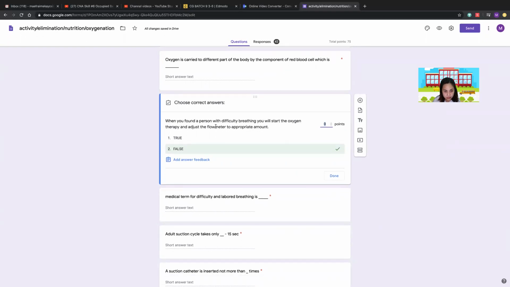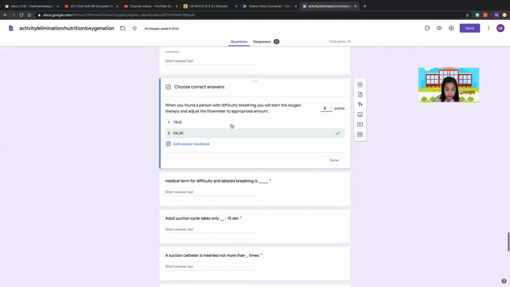You can start oxygen therapy, as I've told you, during emergency situations. But you cannot adjust the flow meter to the appropriate amount. For example, if the patient needs 6 liters, you cannot adjust it to that amount, but you start it at the lowest possible amount that you can do. At least you did something, because actually it's not your responsibility to start oxygen, but there's no harm in doing that. So you start the oxygen at the lowest possible amount, which is 2.